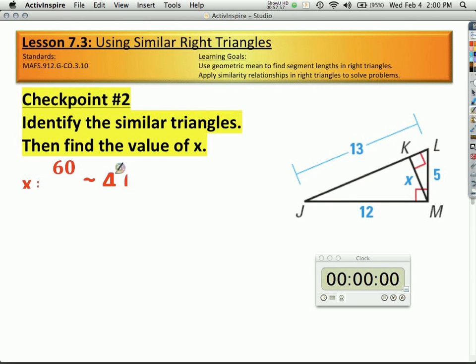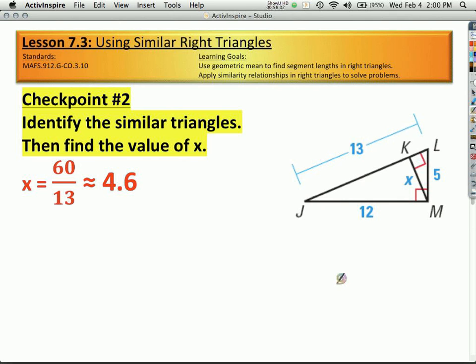So we all seem to agree that it is approximately 4.6. A more accurate representation would be 60 over 13. That's exact. 4.6, as everyone said, was approximate. I'll accept either one. I didn't put the similarity statement, but you should have identified the similar triangles either with a drawing or with a statement of some sort.